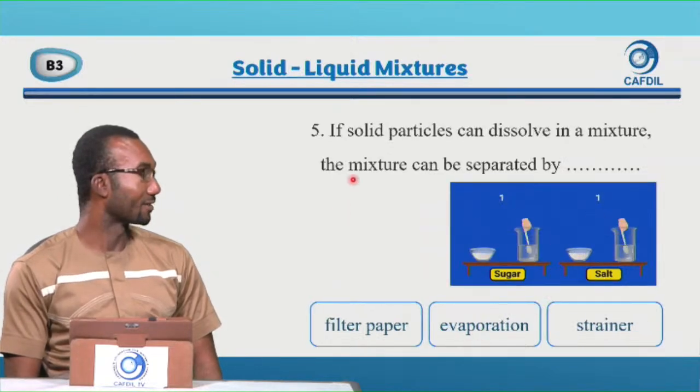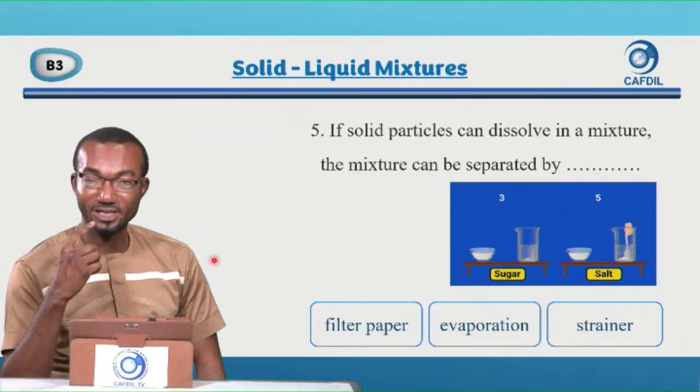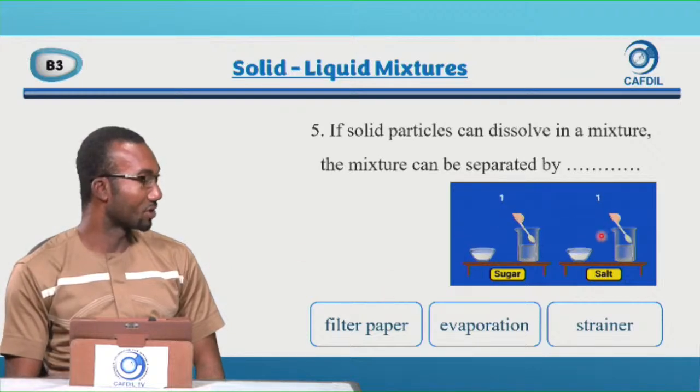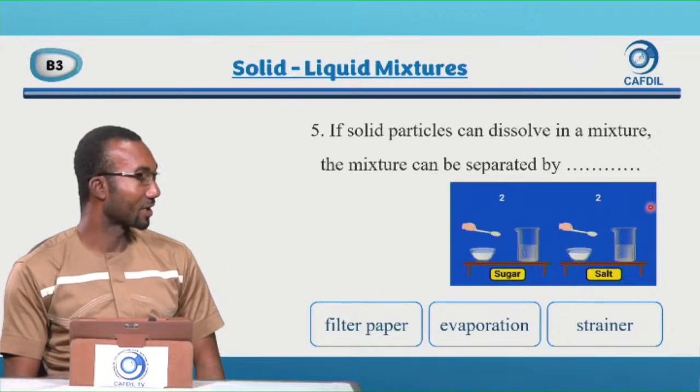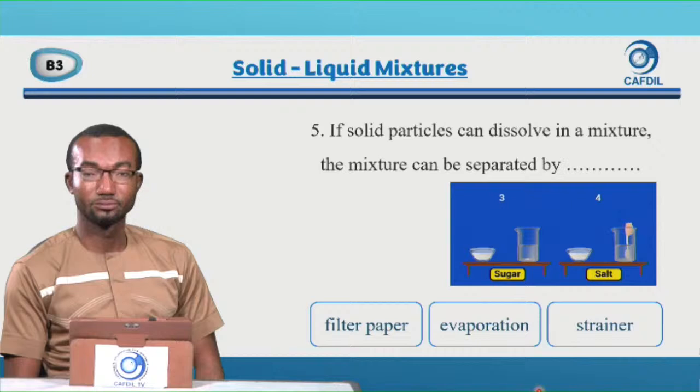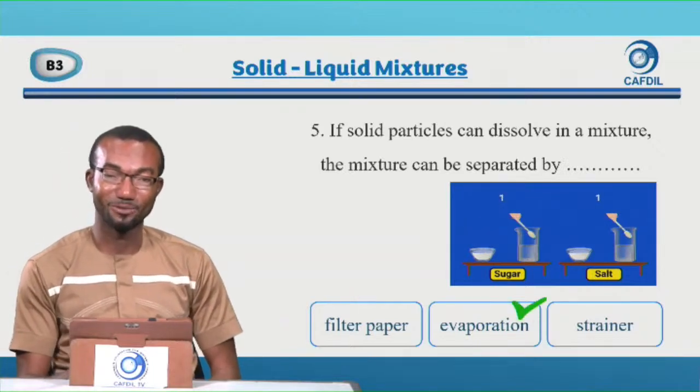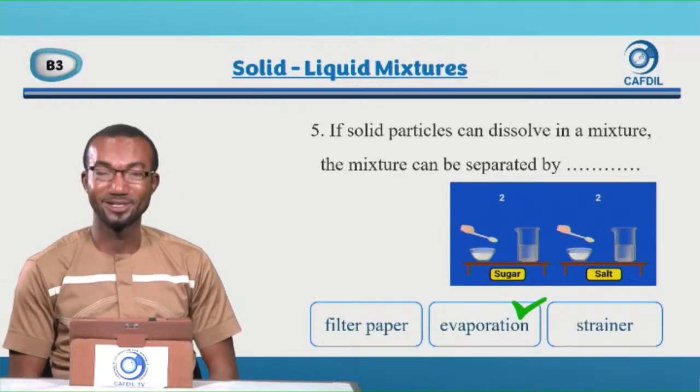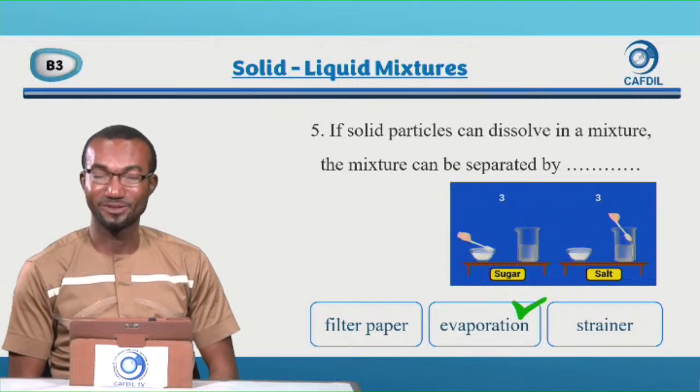And then 5. If solid particles can dissolve in a mixture, the mixture can be separated by, if solid particles dissolve, that is, you cannot see them, like the example of the sugar and salt, what method can you use to separate them? You have filter paper, you have evaporation, you have strainer. Good. Evaporation. Good. Kate, you have all done well. Yes, you have done well. I believe you understood the lesson very well.